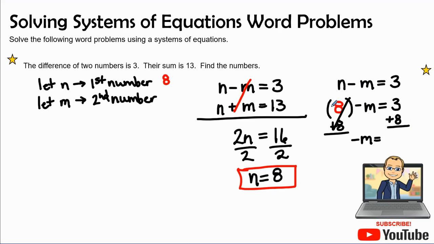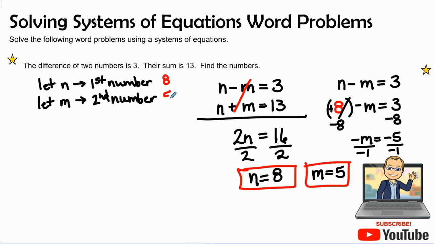What did I do here? This is a positive 8, so I have to go back and add a negative 8 to both sides. I bring down my negative M, and 3 minus 8 gives me a negative 5. Now we don't like the negative in front of the letter M, so I am going to divide both sides by negative 1, which gives me M equals a positive 5. So that's our second number.